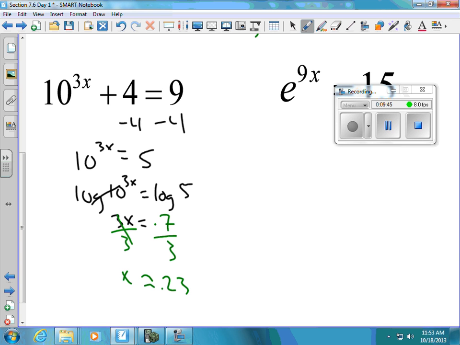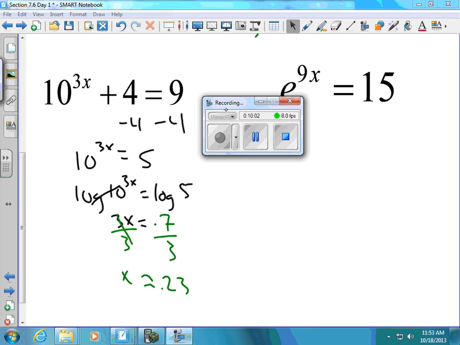Obviously, you plug it back in. When you plug it in, if you round it off to 0.23, when you plug it in for x, you're not going to get the exact answer of 9, but it should be pretty close. Either 8.99 something or 9.0 something, depending on your rounding. Okay?